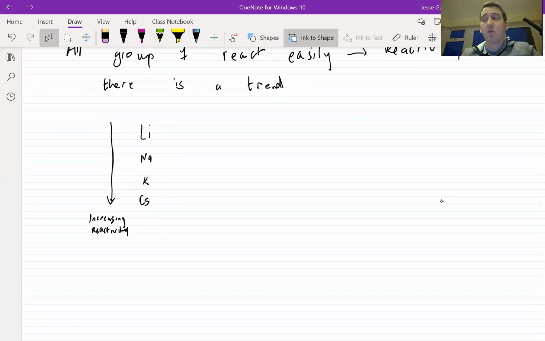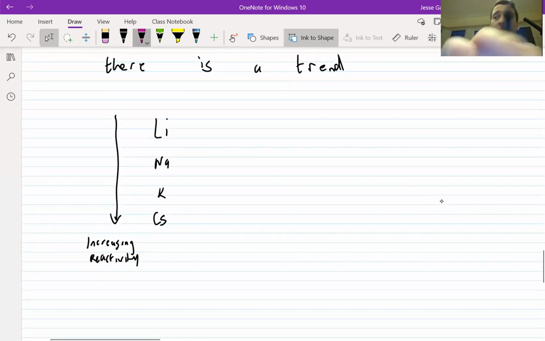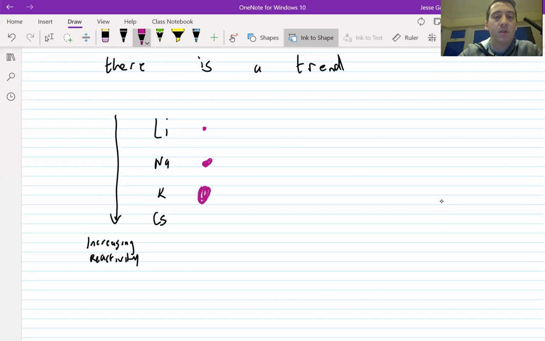So as we move down the group, we've got increase in reactivity. Why? That's the next question. Why is it increase in reactivity? Well, we've already learned what else happens going down this group. We start with lithium, and then I draw sodium, a little bit bigger atom, and then potassium, a little bit bigger atom, and then cesium is a much bigger atom. So we say that as we move down group 1, the radius of the atom increases.